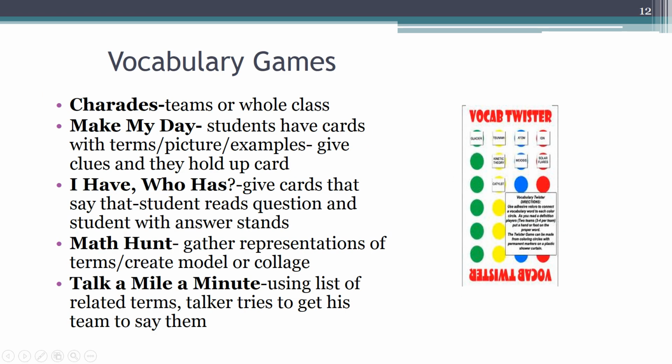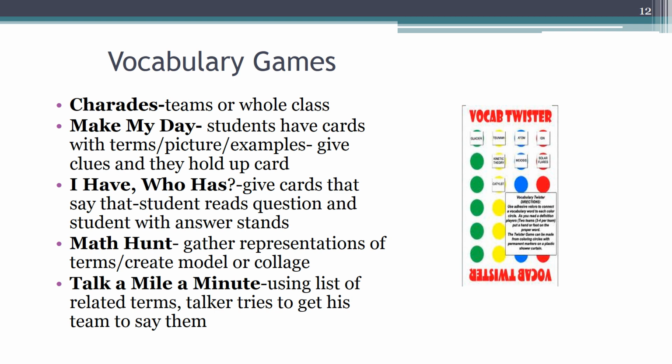There are any number of games that you can play that reinforce vocabulary. Charades, Make My Day: students have cards that have the vocabulary words or pictures or examples. You give clues, and the students who have it have to hold up their cards. I Have, Who Has: you give cards that say, I have, who has. The first student reads the question, I have, and fills in the blank. The student who has the answer has to stand up with the who has part.